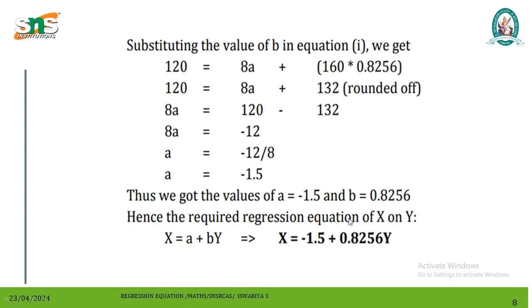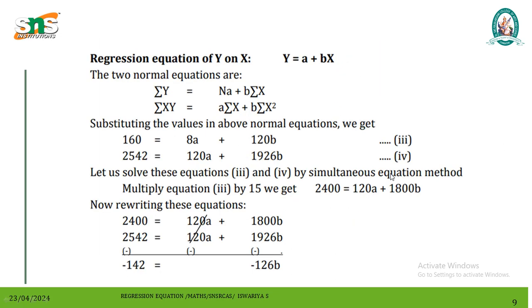So the regression equation of x on y is x is equal to a plus by, which implies by substituting the a and b values, I get the equation x is equal to minus 1.5 plus 0.8256y. So this is the way to find the regression equation of x on y. So next we have to find the regression equation of y on x.